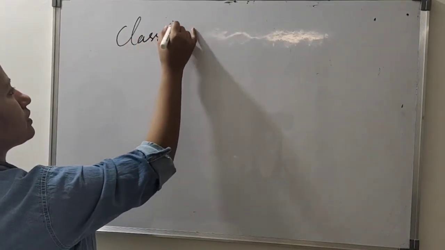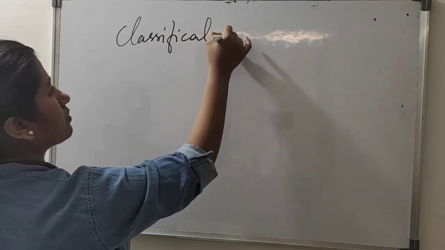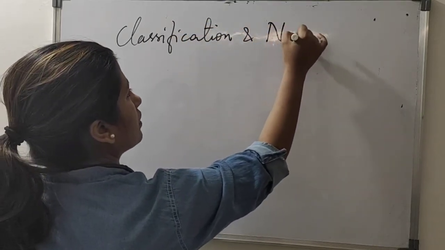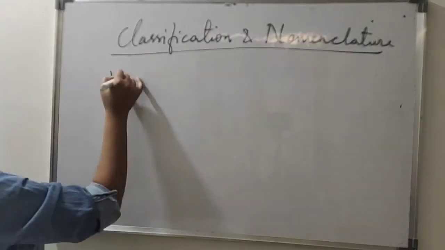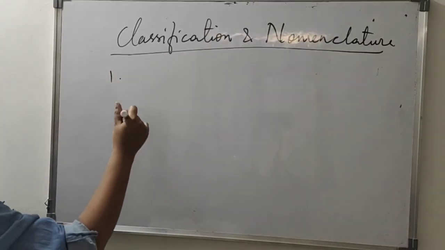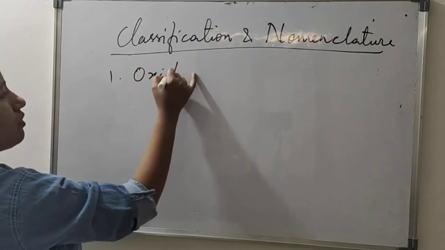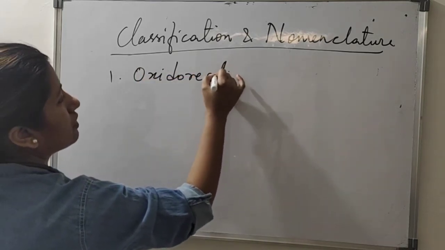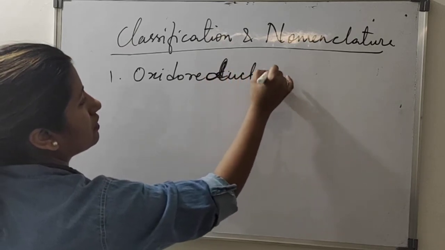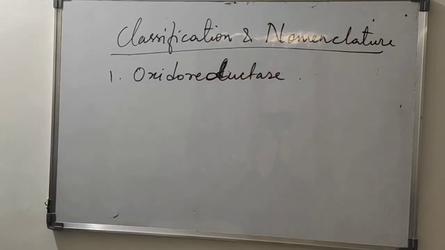Types of enzyme we are seeing, with different nature. Number 1, oxidoreductase is the name of an enzyme. Oxidoreductase, or it is also known as dehydrogenase.